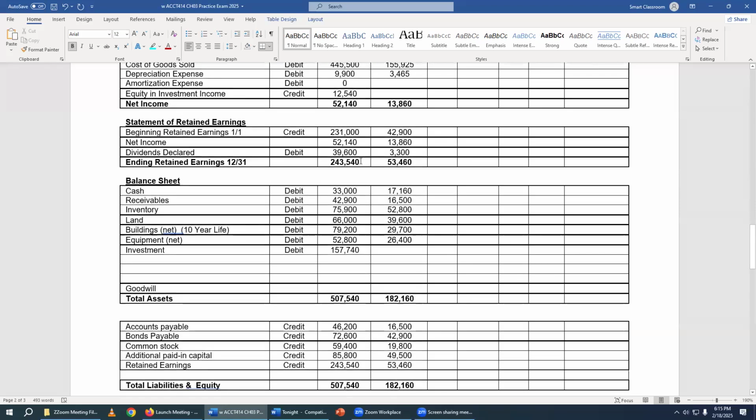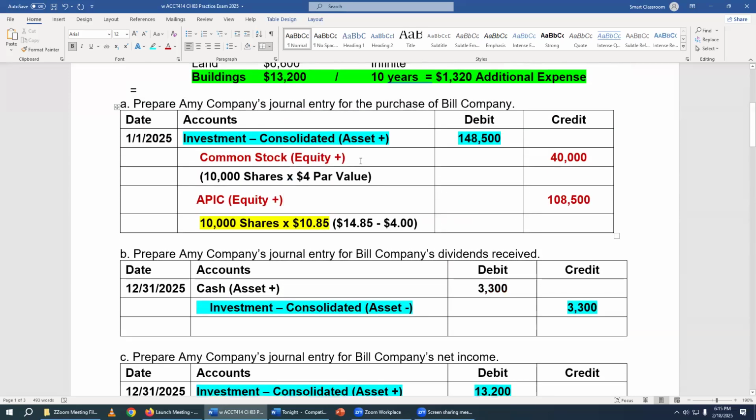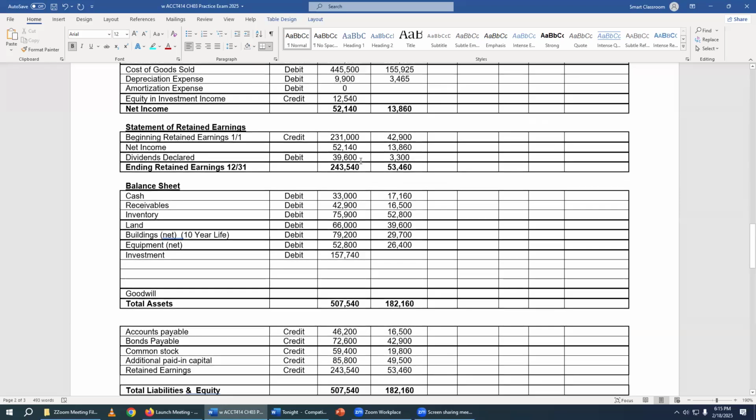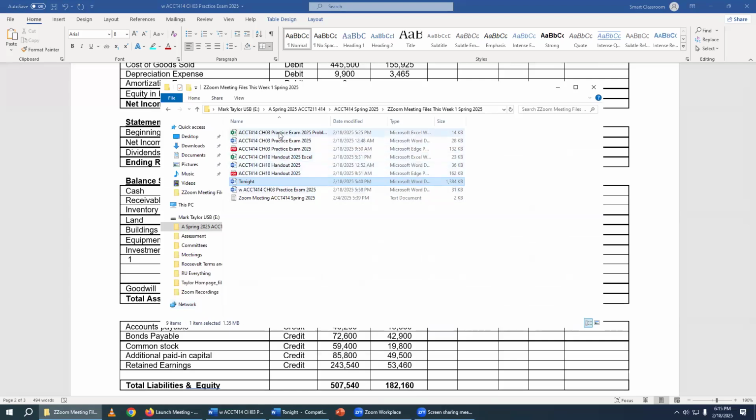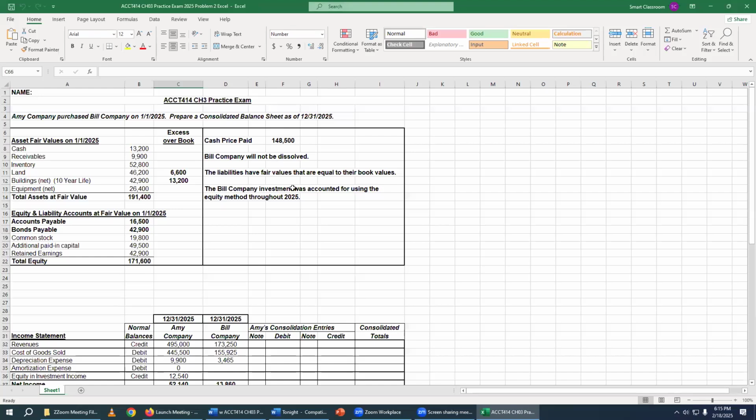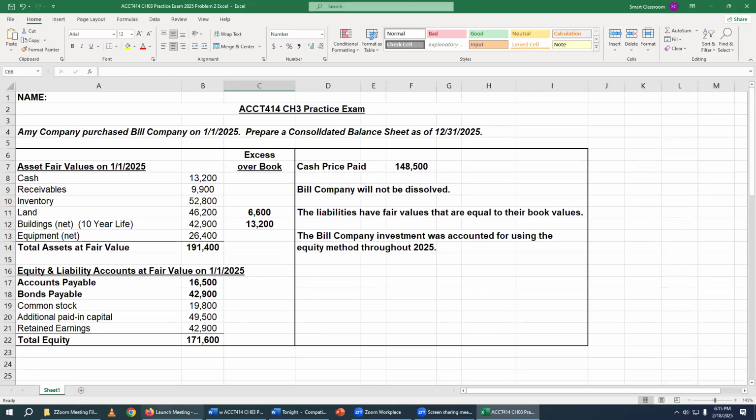I'm gonna do something here. I just want to check and make sure that we got the right numbers in here. 148,500. Let's put this on the side here. Oh, I know what I was gonna do. We can actually do this. There's actually, for the practice exam problem too, an Excel. You can do it in Excel if you want. But I want to check something here just to make sure these match up.